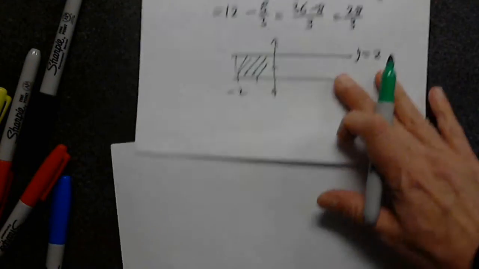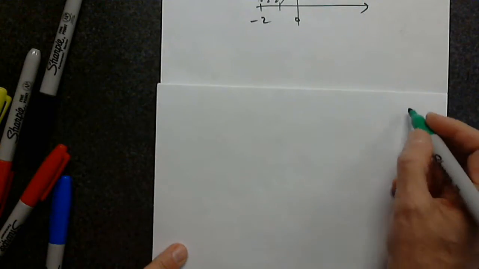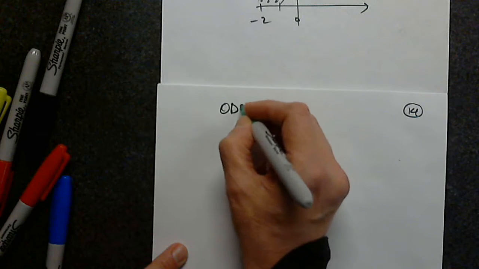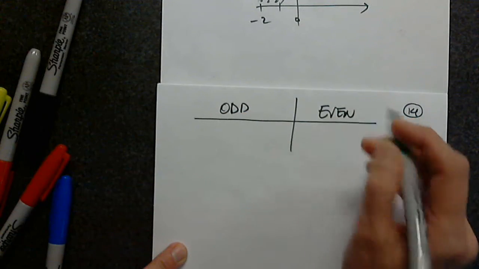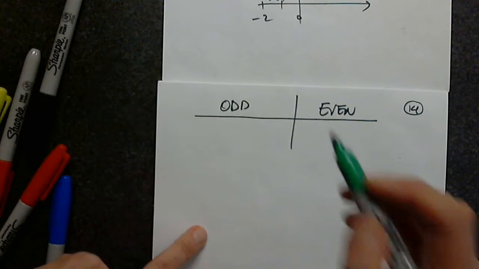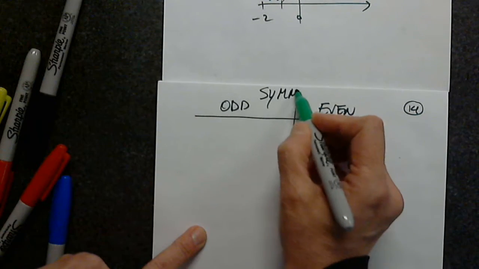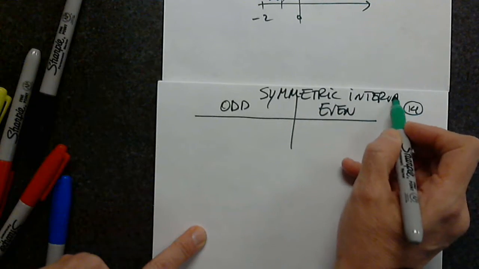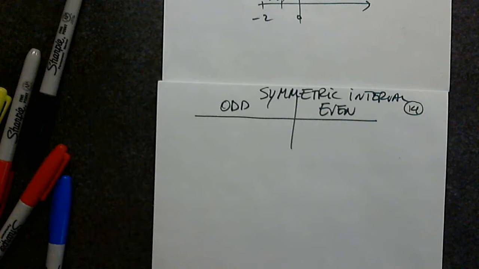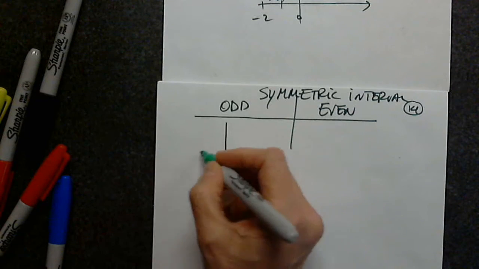Okay. Now I would like to look at odd and even functions on symmetric interval. What do I mean by symmetric interval? -2 to 2, -4 to 4, -5 to 5. That's a symmetric interval. So here's an odd function.